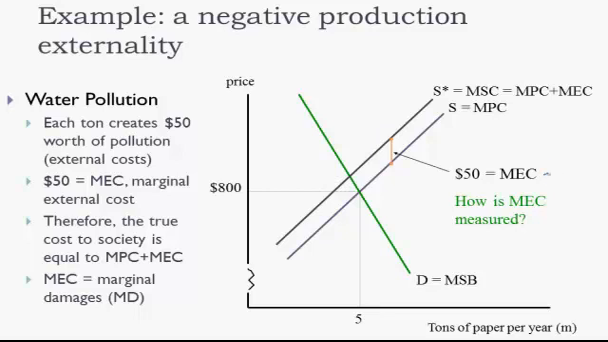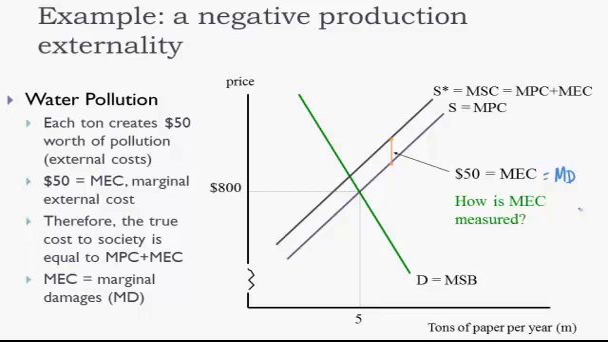Sometimes this concept is referred to as marginal damages, or MD. It makes intuitive sense to call it that. But these are the damages that are being done by each additional unit of the good. That's why the marginal concept is there, each additional unit. And these directly translate into the marginal external cost. So we're saying that for every ton of paper, there's $50 worth of damage being done. So therefore, the marginal external cost is 50.